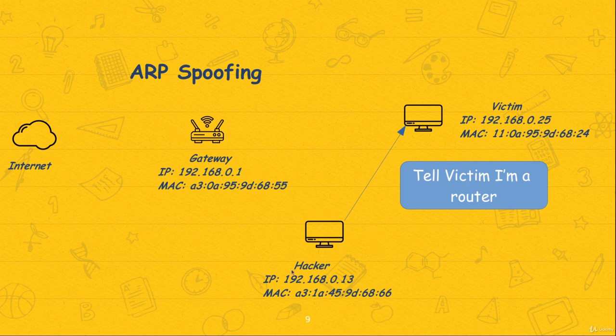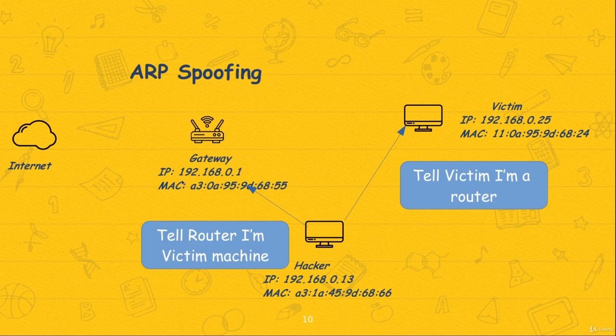So it creates a fake packet, or fake ARP response, and it sends this response to the victim machine. When the victim machine receives this response, it updates its IP tables with the fake information without verifying whether the information was correct or not. The next step is that the hacker sends a second packet to the gateway router, and now it tells the router that I am the victim machine. So it fools both devices. It tells the victim that I am a router, and it tells the router that I am the victim.